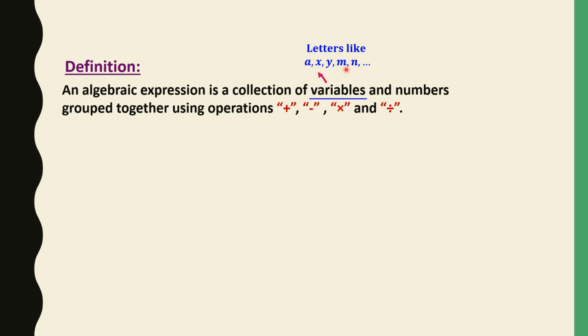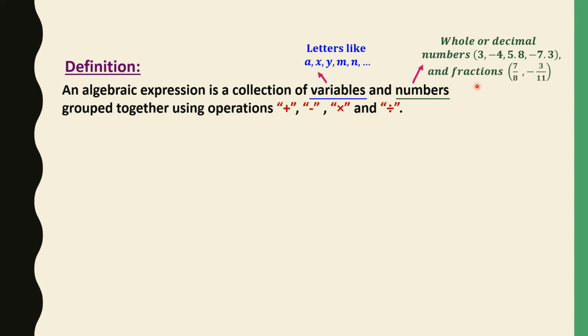These letters can have as a value any given number. And the numbers, they can be whole or decimal numbers, positive or negative. Example 3, negative 4, 5.8, negative 7.3. And fractions like 7 over 8 or negative 3 over 11. To understand this definition better, let's see an example.